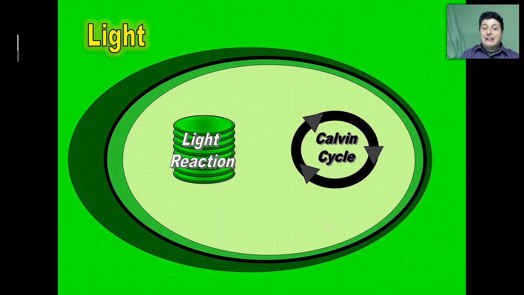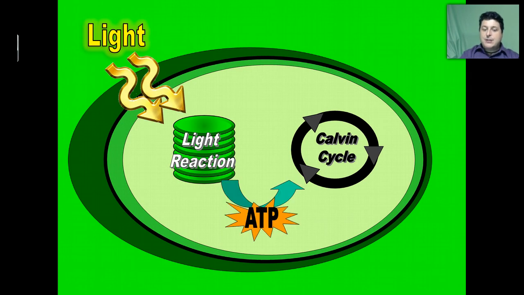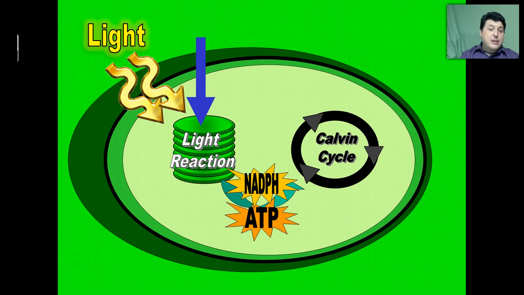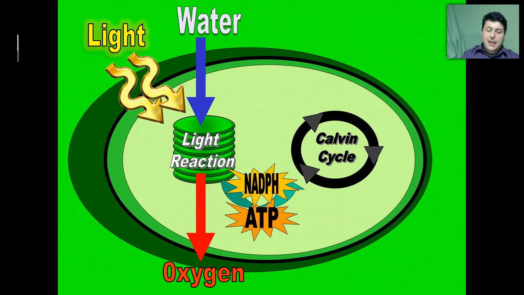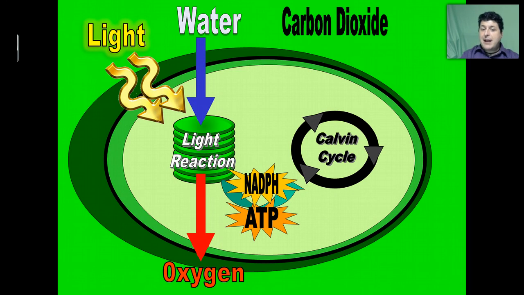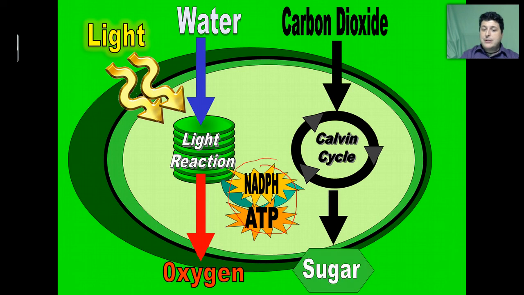We begin with the light reaction, capturing the light energy and converting it into the stored chemical energy of ATP, and high energy electrons being carried by NADPH. To replace those electrons lost, we're going to split water, producing oxygen. In the Calvin cycle, we're going to take carbon dioxide and fix it with the help of the enzyme Rubisco. Using the energy that was stored from the light reaction, we're able to produce that all-important carbohydrate sugar, which can be used by the plant or be food for you and me.